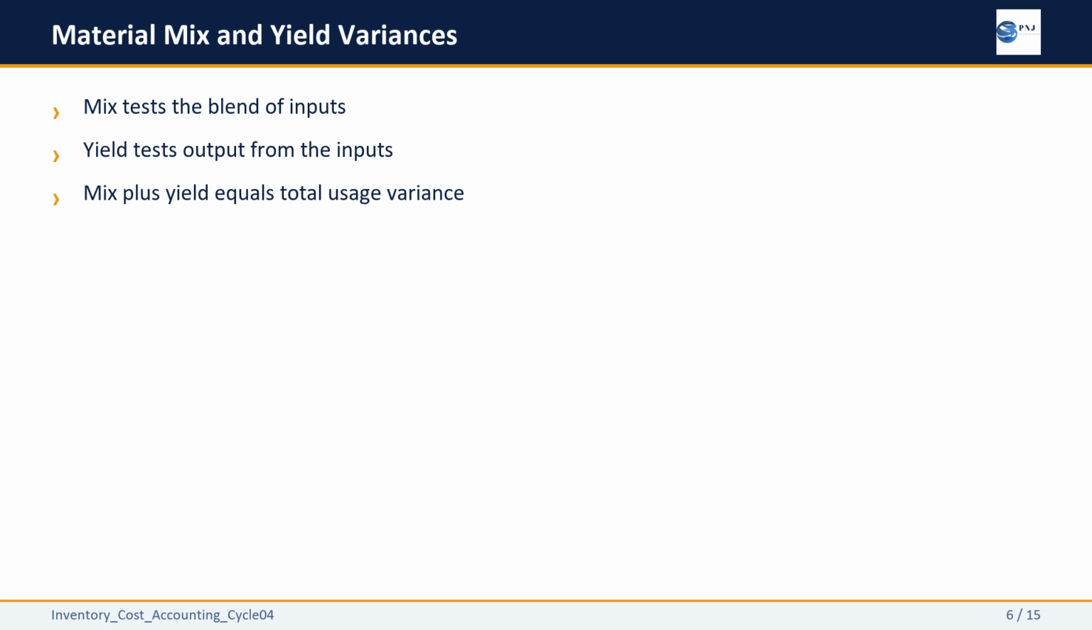Here is the elegant part: mix and yield together add up to the total usage variance. So if your blend drifted or your yield slipped, these two variances tell you which one, and by how much. That precision is what turns a vague overrun into a fixable problem.